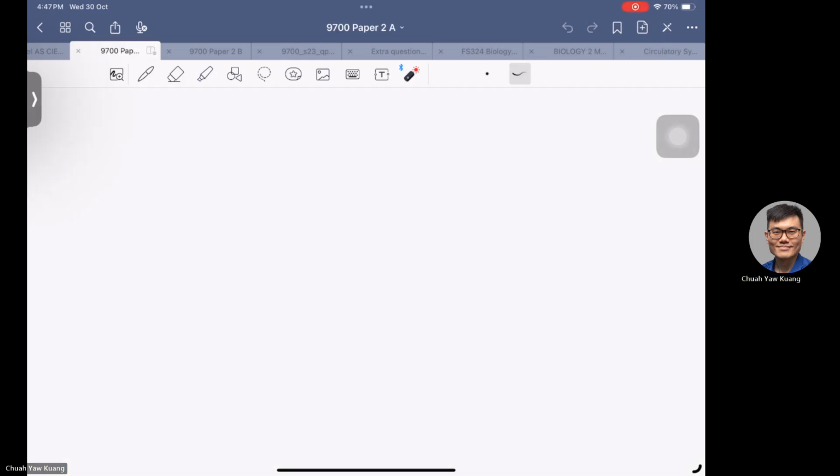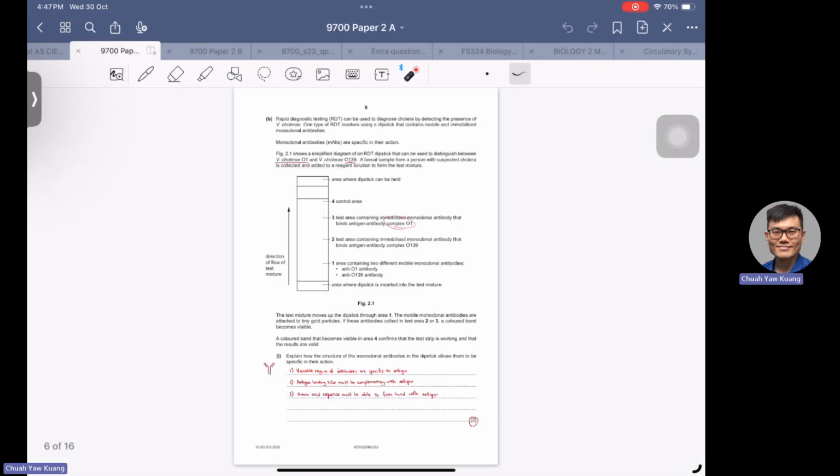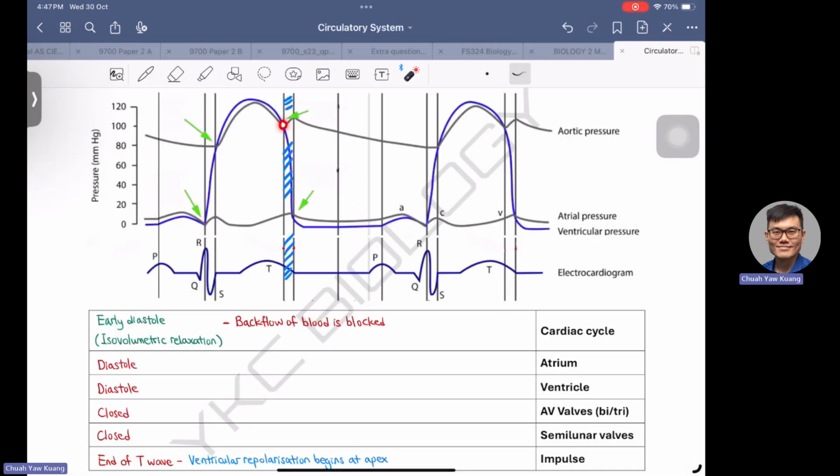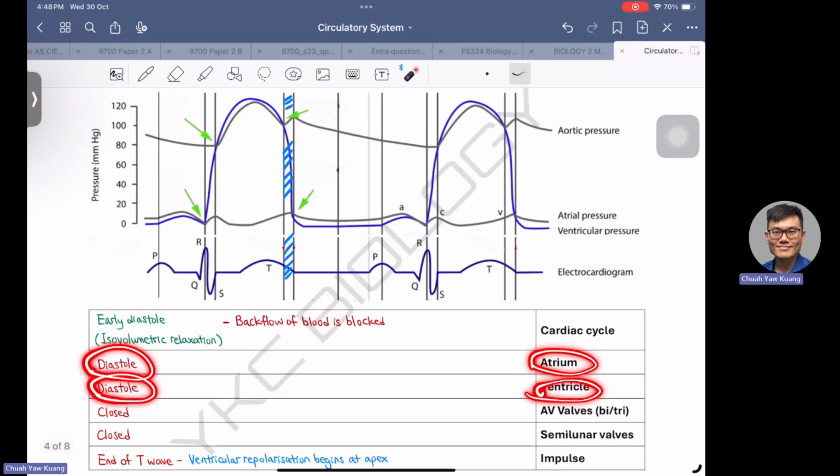So what actually stopped the backflow? Well, the backflow is stopped by the semilunar valve. So the semilunar valve will be closed at this point in order to stop the backflow of the blood. So for the atrium, at this point, it is still under diastole, while the ventricle will change from systole to diastole.